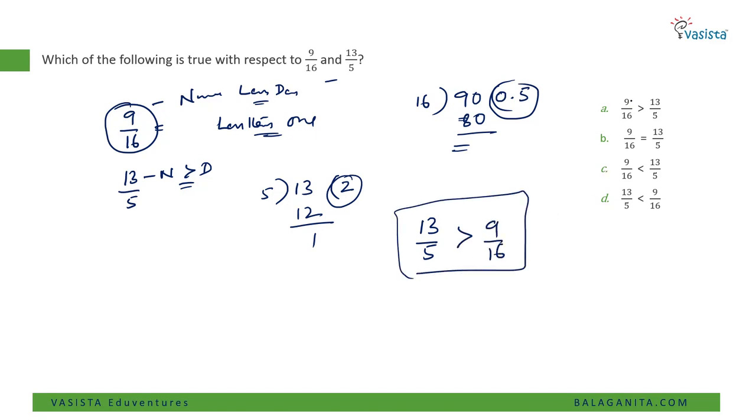Just check out here: 9/16 is greater than 13/5, so this is wrong, this is also wrong. 9/16 is less than 13/5, so option C is the right one.